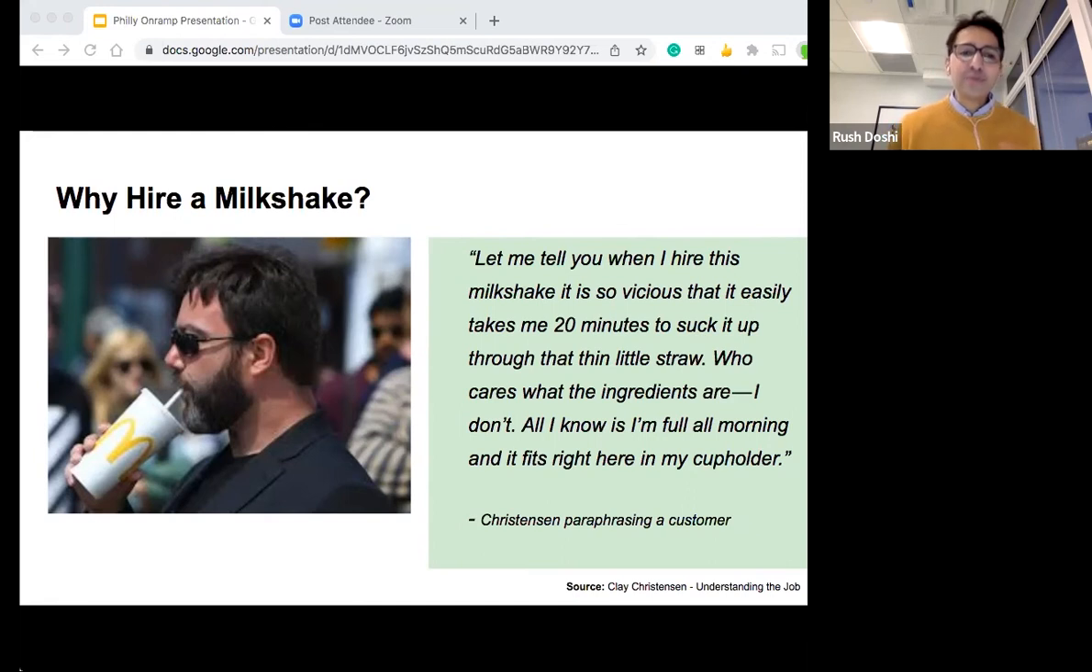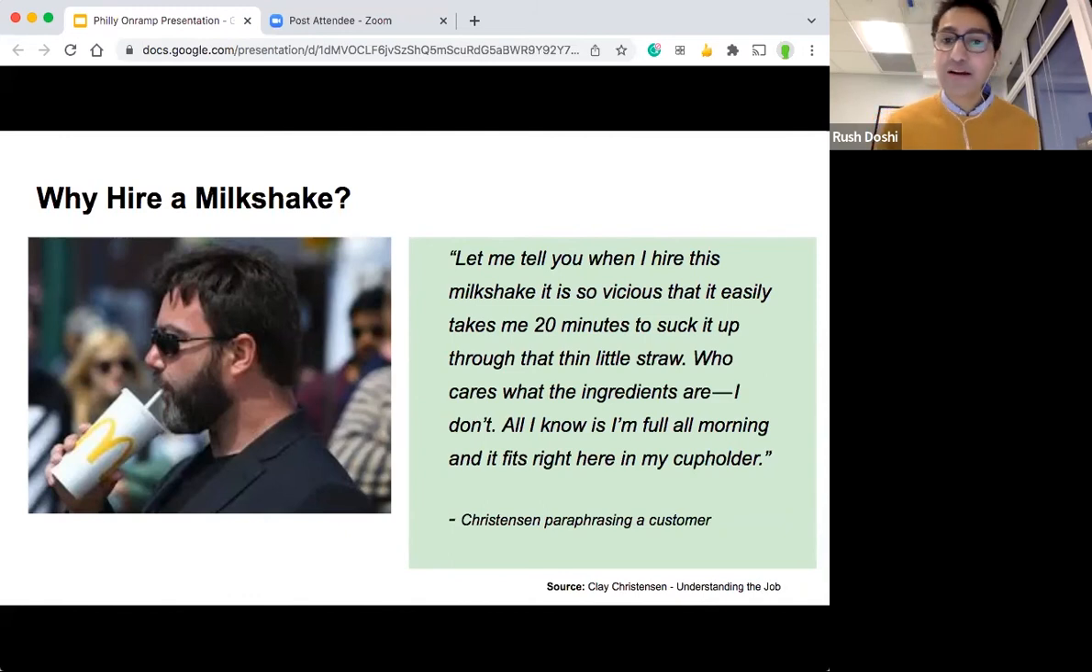The men were mostly alone, and it was the only thing they bought, on their way to work. So what they learned from all this, to keep a long story short, was that the job to be done was that they had a long and boring drive to work, and they just needed something to do while they drove to keep the commute interesting, right? They were looking to determine who to hire to fill that job. And paraphrasing the customers, they needed something like 20 minutes to suck up through a thin little straw. They didn't really care what was in it. All they knew is that they needed company and they needed the commute to be interesting.